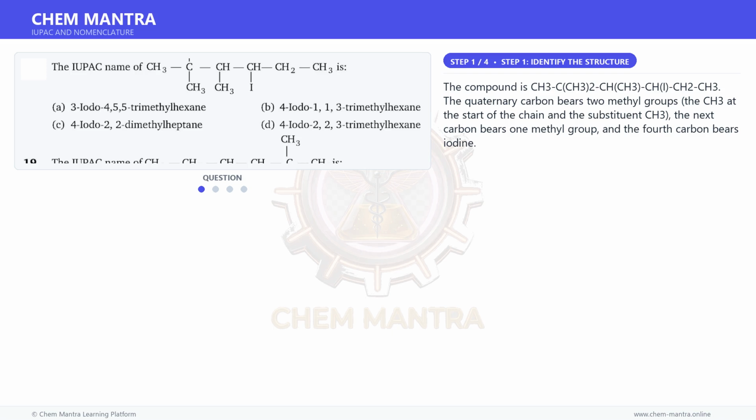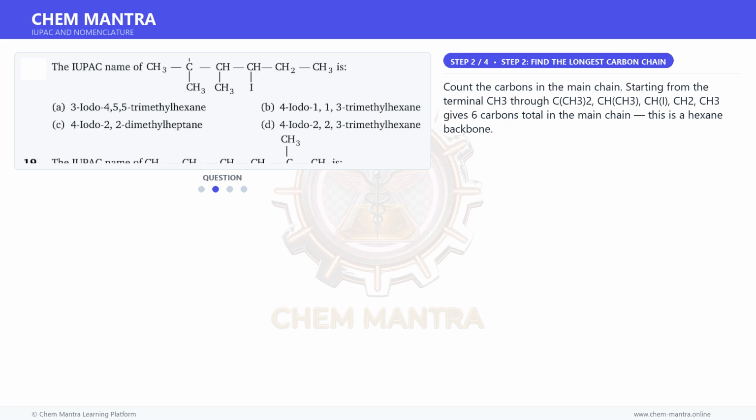The compound is CH3C(CH3)2CH(CH3)CHICH2CH3. The quaternary carbon bears two methyl groups, the CH3 at the start of the chain and the substituent CH3. The next carbon bears one methyl group, and the fourth carbon bears iodine.